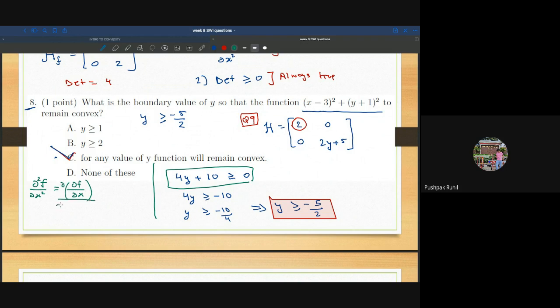This is basically, you take the, do you understand what we mean by second derivative? Yes, sir. The second derivative means you take the first derivative and then you differentiate it again. Okay. So let's take the upper left element. What would that be equal to? The first derivative would be 2 times x minus 3.